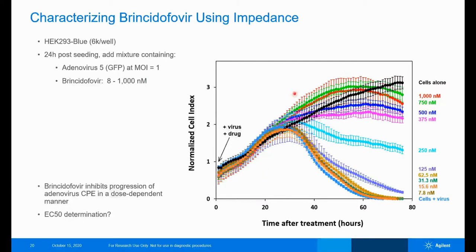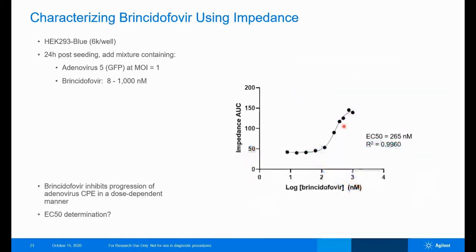How do we take this data and determine an EC50 value? Well, again, we can make use of the area under the curve, and I'm showing that here. Area under the curve based on the impedance readout as a function of the log of the drug concentration. So you see this gives us a canonical sigmoidal dose response curve. The R squared is excellent, and it suggests that the EC50 value is around 265 nanomolar. It's worth pointing out that ideally we would like to have some additional data points to represent this upper asymptote. The problem here is that we're limited by the solubility of Brincidofovir. For these particular assay conditions, we just really couldn't get the drug concentration higher than 1,000 nanomolar.